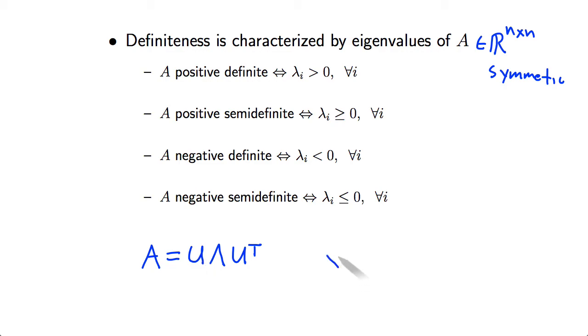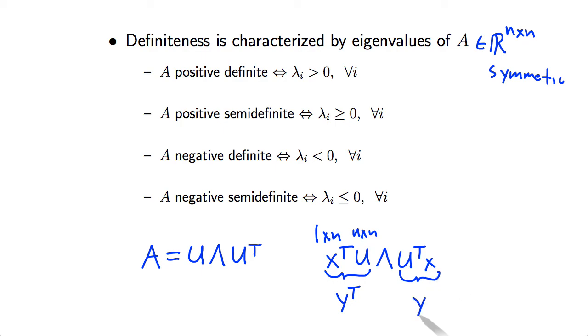Now let's look at the product x transpose U lambda U transpose x. For any x, x transpose will be, in this case, 1 by n, and U will be n by n. So let's just call this product here Y transpose, rather, this thing here is just Y. So this expression here, the quadratic form of A, equals Y transpose lambda Y for some vector Y, where Y equals U transpose times x.